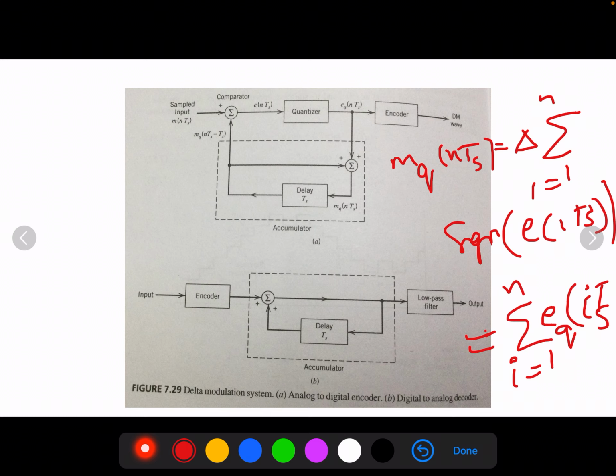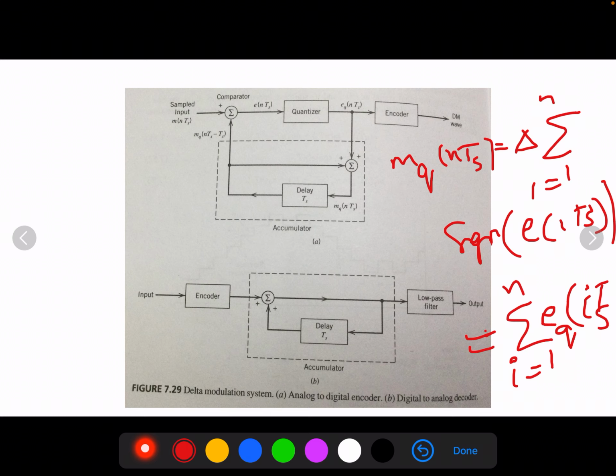If the input signal m(nTs) is greater than the most recent approximation mq(nTs), then a positive increment plus delta is applied to the approximation. If on the other hand the input signal is smaller, a negative increment minus delta is applied. In this way the accumulator does its best to track the input samples by one step, either plus delta or minus delta at a time.